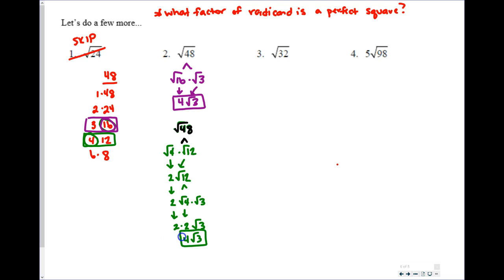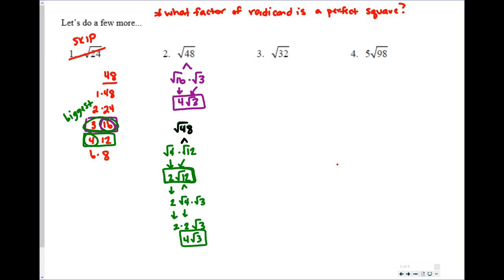Now, I don't know about you, but I think the purple way is a lot less complicated than the green way. But the only way you get the purple way is if you find that biggest. You want the biggest perfect square, which is where a lot of you will get into trouble. If you write this answer, the 2 square root of 12, and the radicand can be broken down further, you will not get it correct.